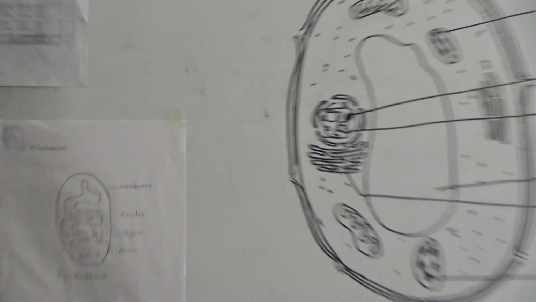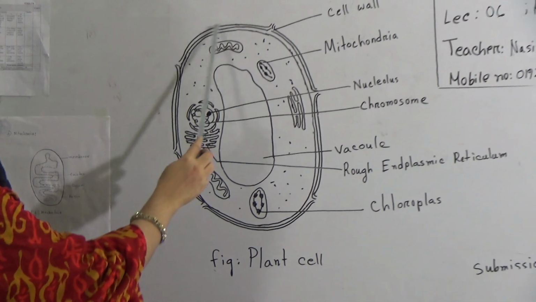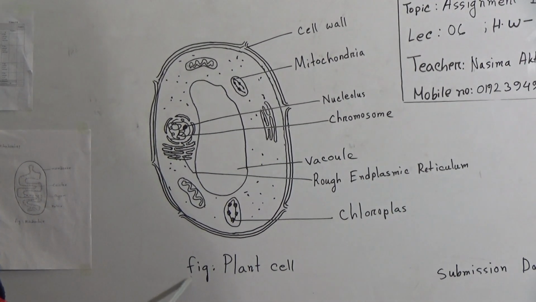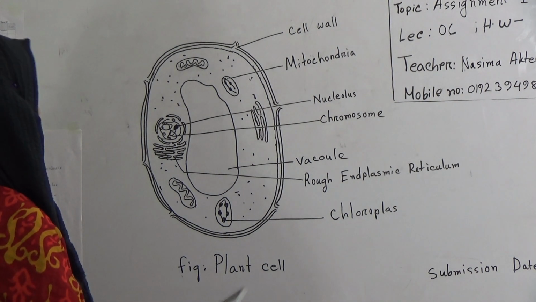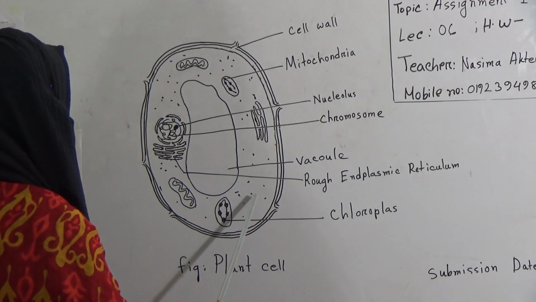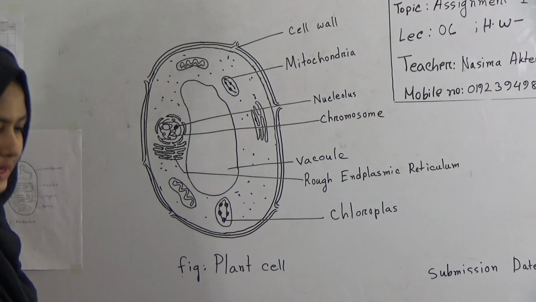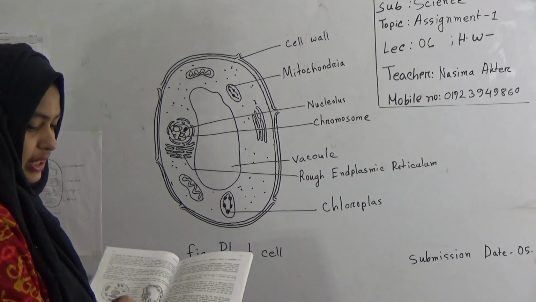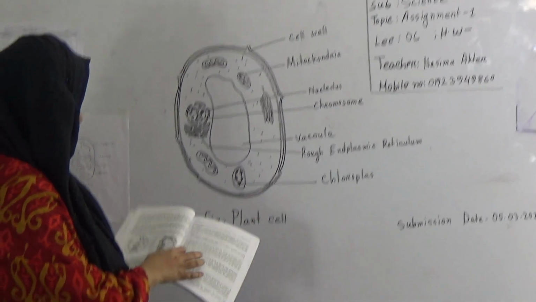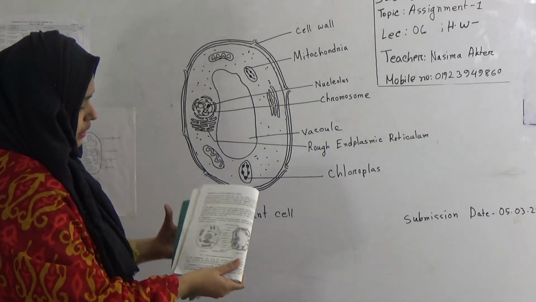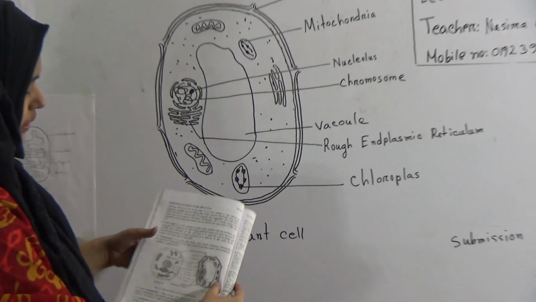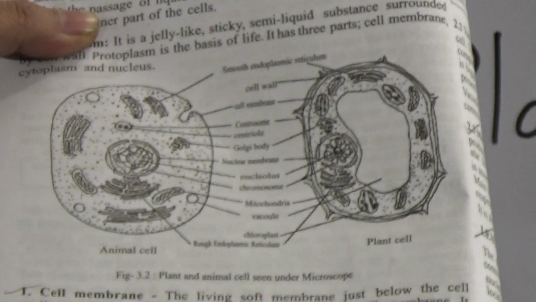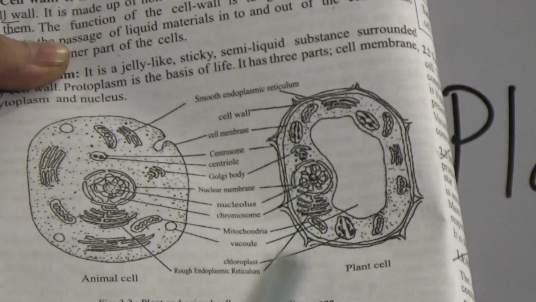Students, I have drawn here a plant cell. Look at here, this is a plant cell. You will draw a plant cell for A number, and you have to level this figure. And in your book, this figure you will find on page number 26. Look at here, here is the picture of both cells, animal cell and plant cell. And for A number, you have to draw plant cell, and you have to level also.